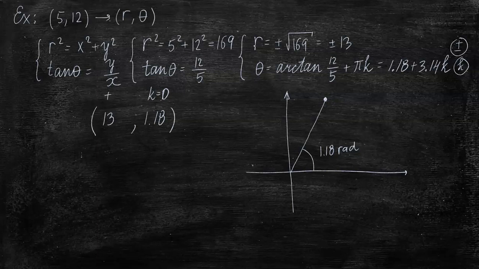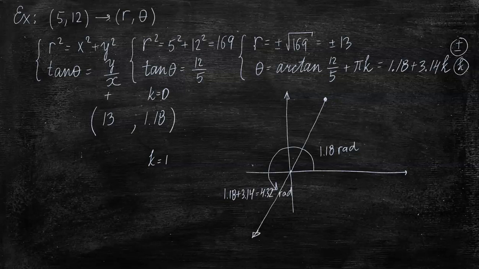So one of the answers could be 13, 1.18 radians. Alternatively, I can choose k to be equal to 1, or I can choose my sign to be negative. And if I do that, what happens when we choose k to be equal to 1? That means we spin an extra pi. Pi is 180 degrees, so 1.18 plus 3.14 will take us here, which will be 4.32 radians.